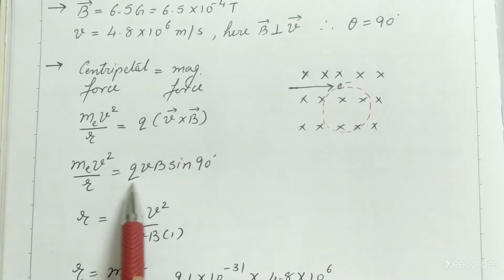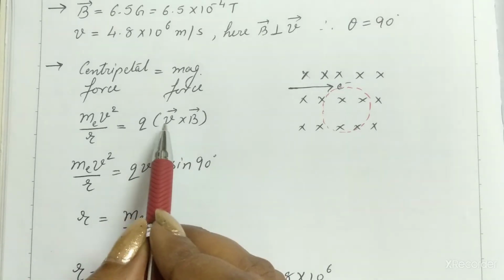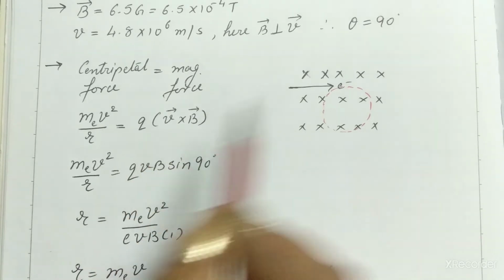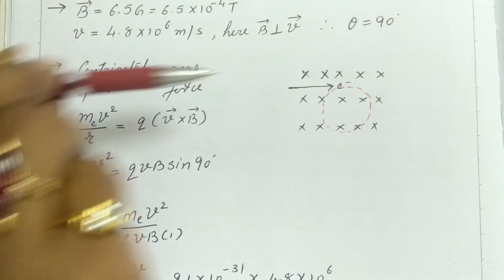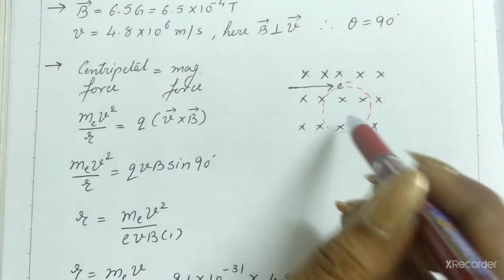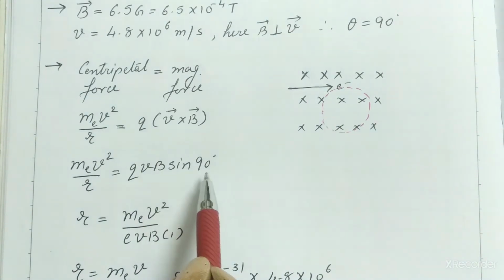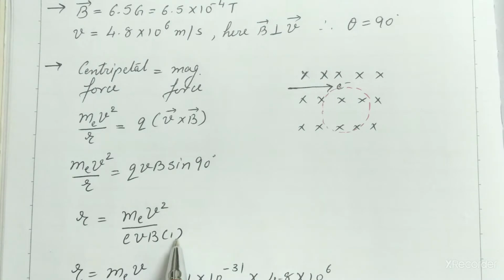This can be simplified this way: qvB sin 90. 90 is the angle between the velocity of the electron and the magnetic field. You can see here the electron is moving this way in the plane of the page, and the magnetic field is going inside the plane of the page. So the angle between them is 90 degrees, and sin 90 is equal to 1.